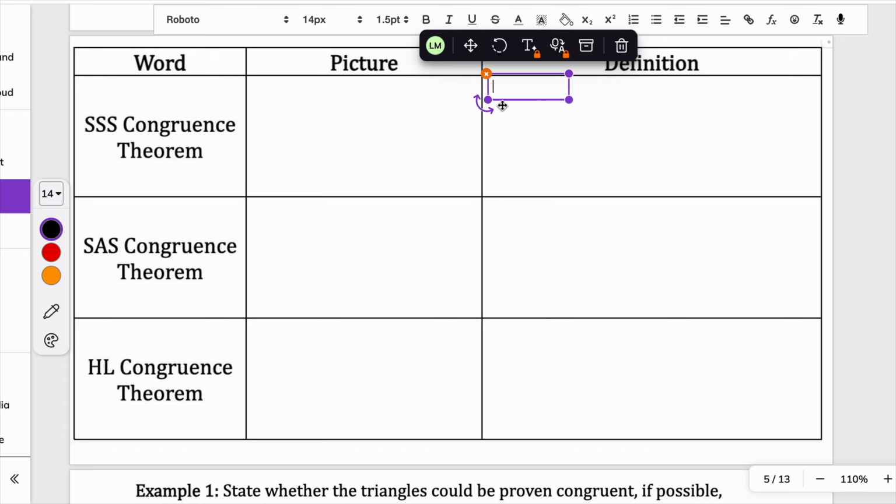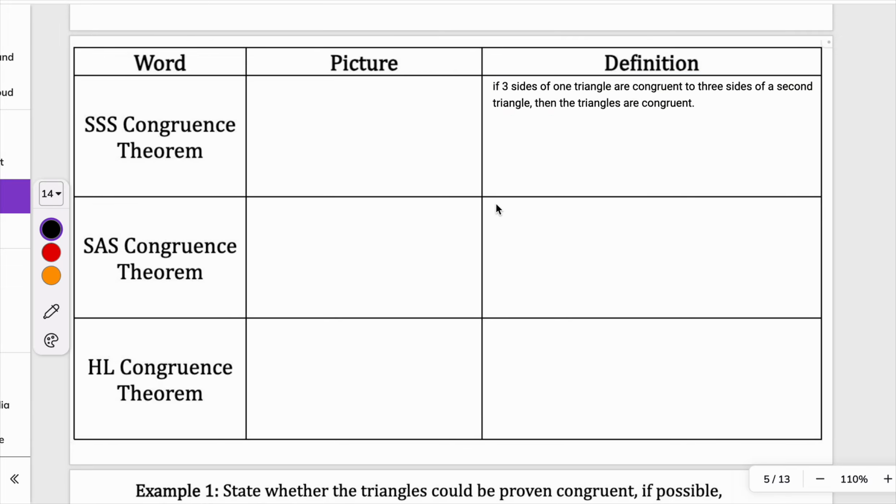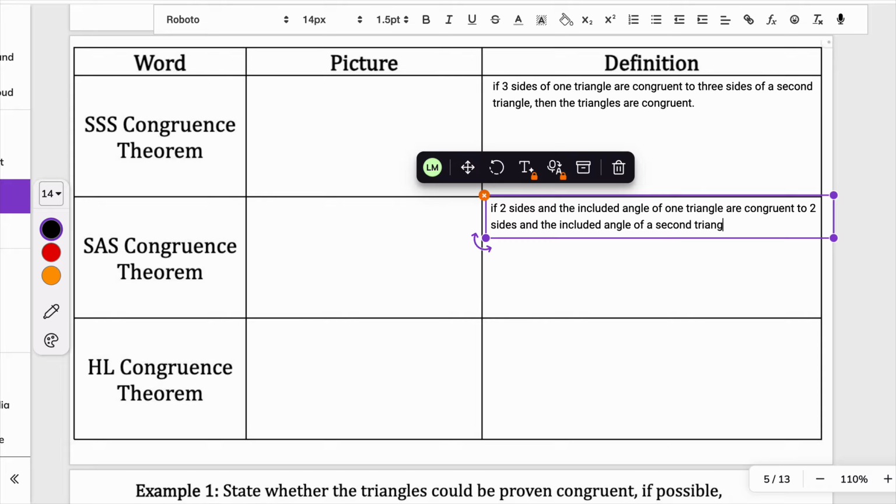words for these. So the side, side, side congruence theorem just states if three sides of one triangle are congruent to three sides of a second triangle, then the triangles are congruent. I'll go back and show pictures of this as well. Side angle side states if two sides and the included angle of one triangle are congruent to two sides and the included angle of a second triangle, then the triangles are congruent.